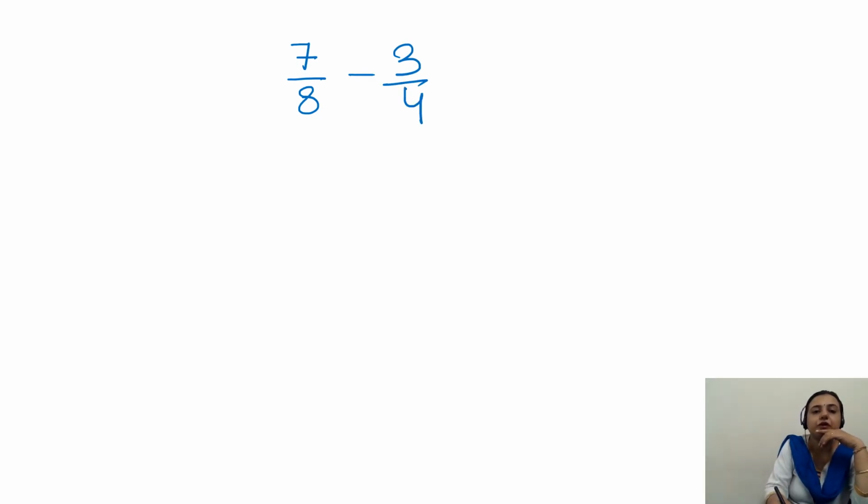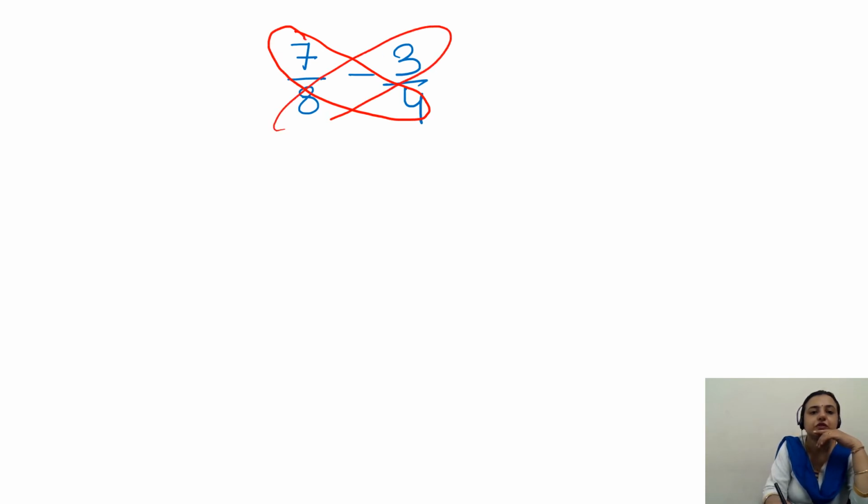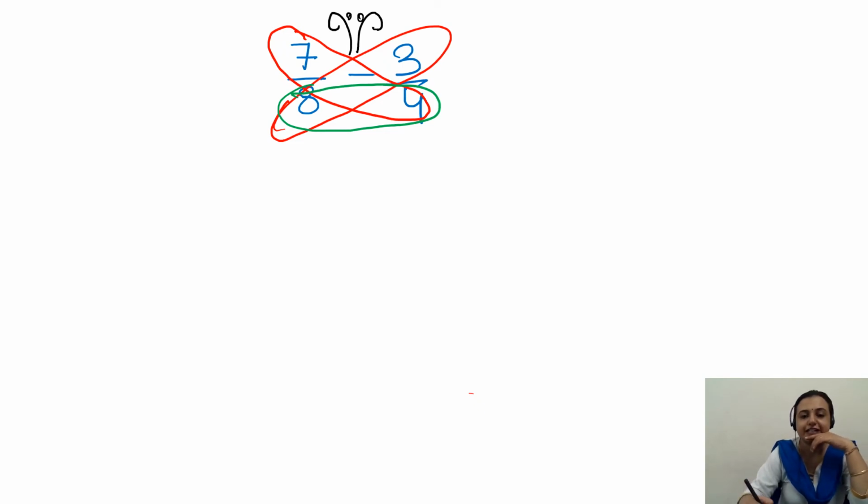This can also be done using the butterfly method. Okay, second method. So this is 7 upon 8 minus 3 upon 4. Draw a beautiful butterfly here. First wing, second wing, and the base body of your butterfly. Then the eyes, beautiful eyes, and the curve. Yes, the butterfly is ready. And now just simply solve it.